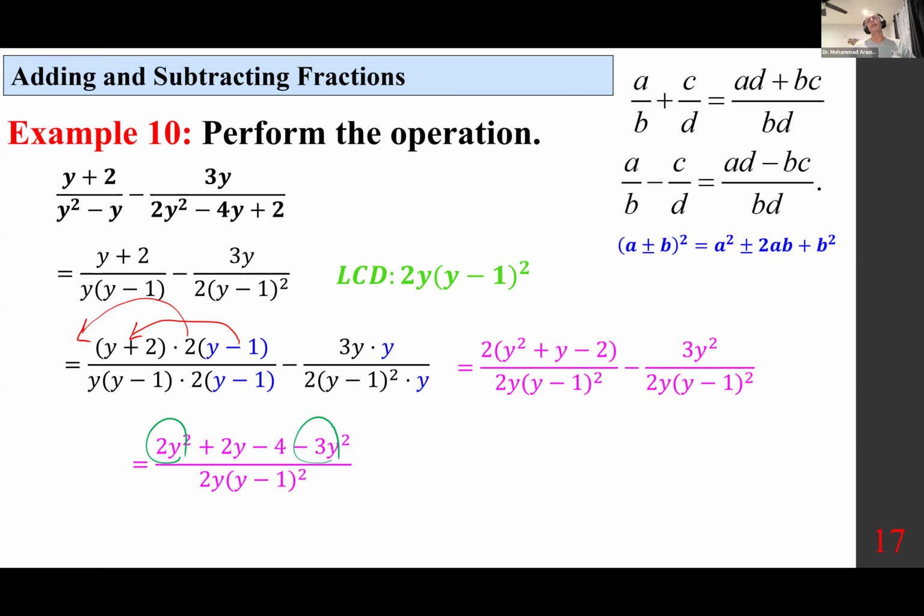These two combine into negative y squared. So the final answer would be negative y squared plus 2y minus 4 over 2y times y minus 1 quantity squared as the final answer, everybody. And so we are going to move on.